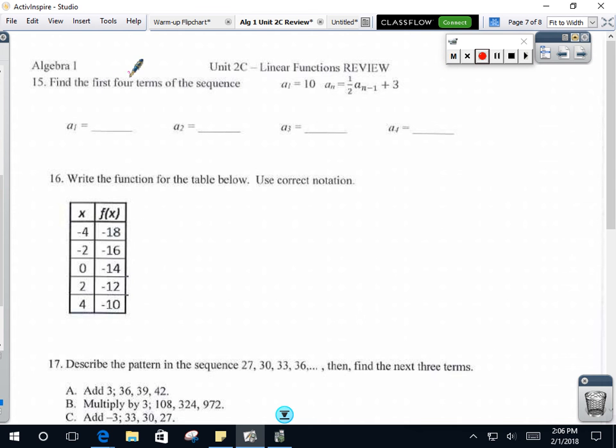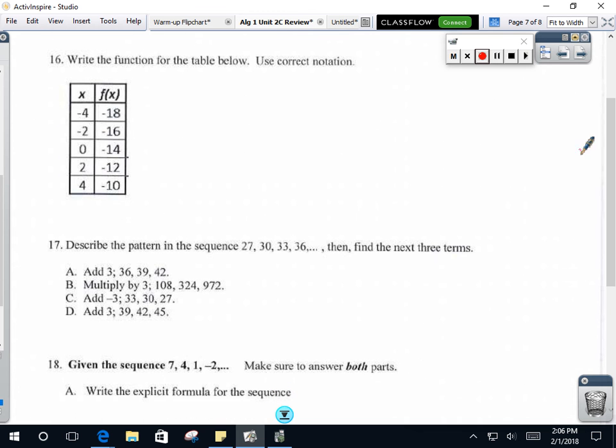Okay, we're going to skip number 15 because it's not on the test anyway. Number 16. Write the function for the table below. So they're wanting you to write the function in y equals mx plus b form, or really it should be in f of x because that's what they called the y. Well, to be able to do that, what do you have to know? Okay, how do you find the y-intercept? Correct, it's right there, 0, negative 14, there's your y-intercept.